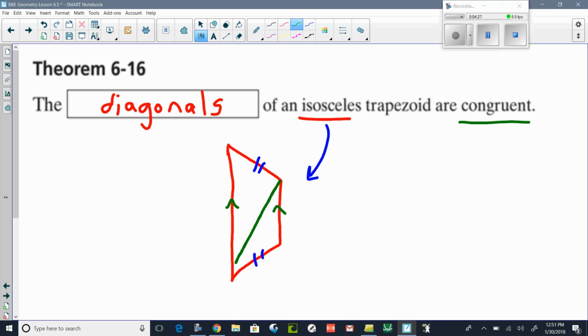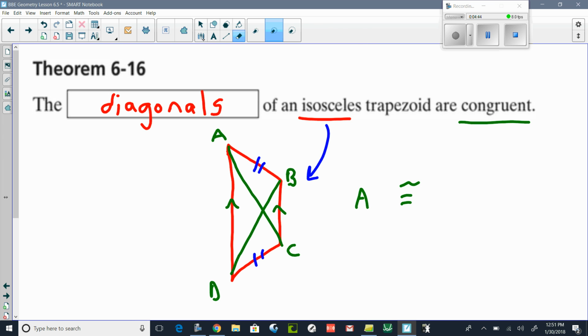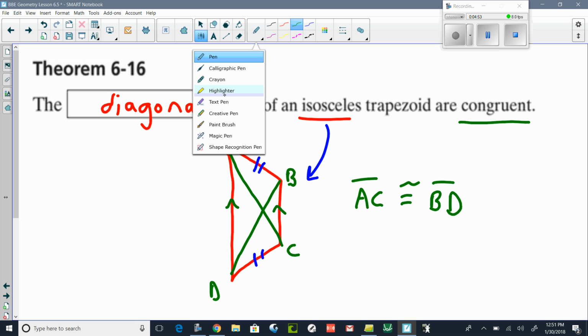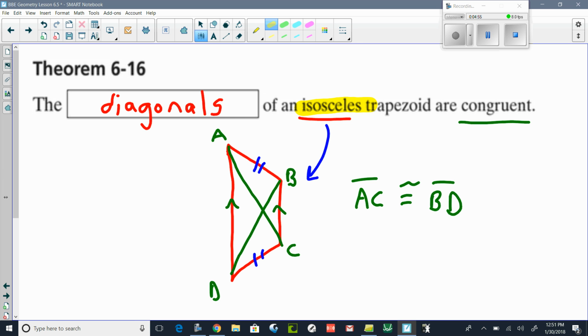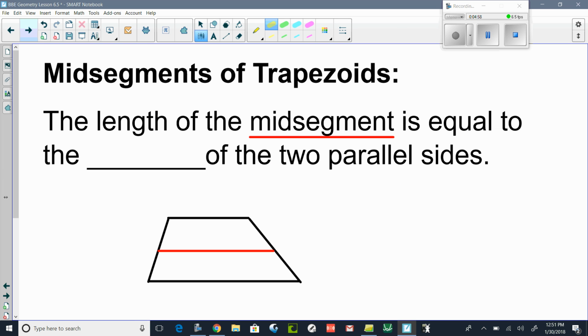So from point A to B and from point C to D, if I wanted to label A, B, C, D, I could say that AC is going to be congruent to BD. So diagonals in an isosceles trapezoid, again, emphasis on the fact that this does need to be an isosceles trapezoid, are congruent.